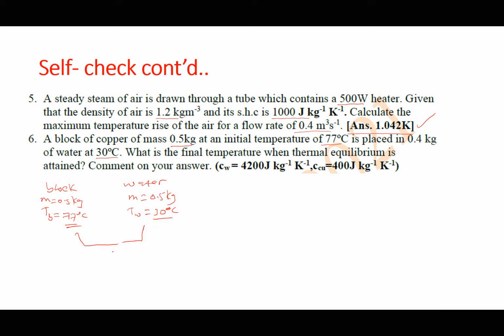So when these are put together, we shall need the final temperature, which I will call theta. The block loses heat, therefore its temperature falls to theta. So the temperature difference of the block will be the temperature of the block minus the final temperature theta. On the other side, the water gains energy, so its temperature rises above 30 until it reaches theta. So the temperature difference of the water is going to be theta minus the initial temperature of the water.